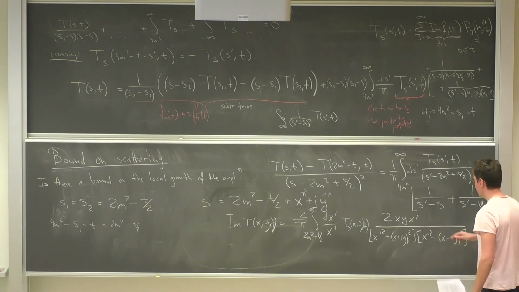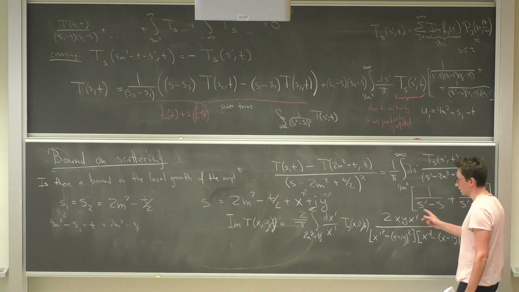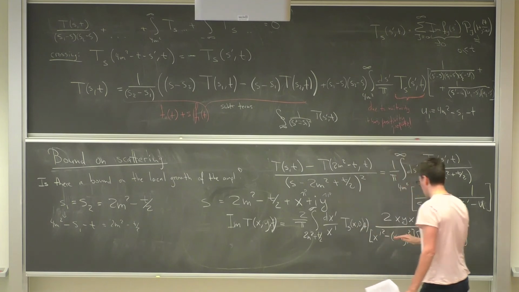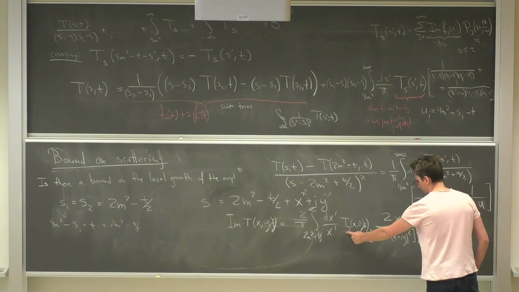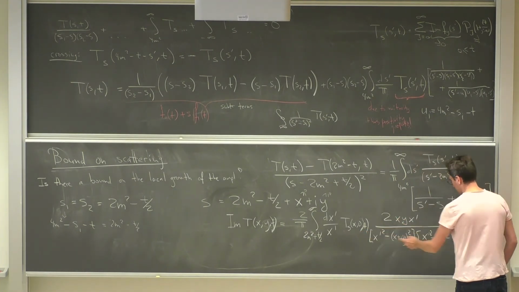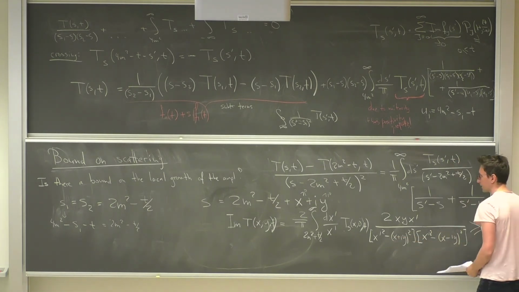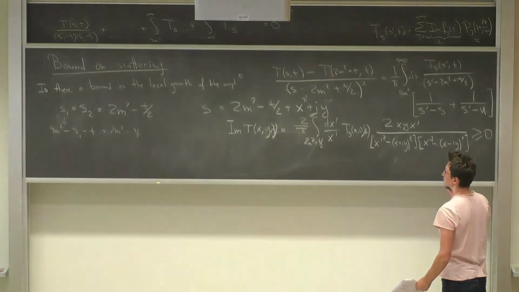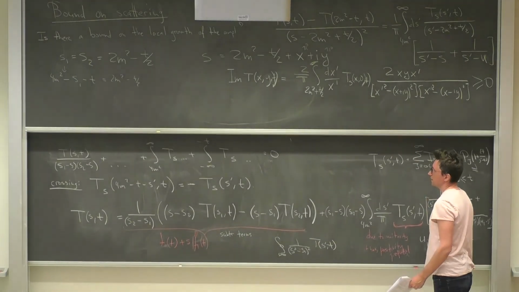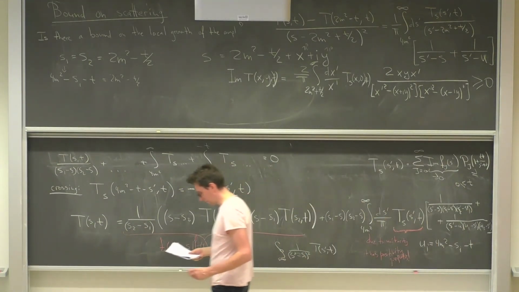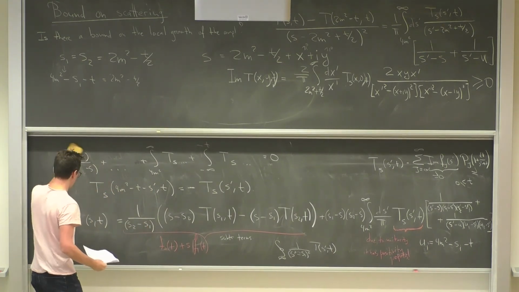So you see that we find the expression for the imaginary part. And if I take x and y to be positive, you can see that every factor in this formula is non-negative. So this is non-negative, this is non-negative, this is just a complex conjugate product. So we get this condition. Now, I haven't defined what the local growth of the amplitude is, so let me do that.